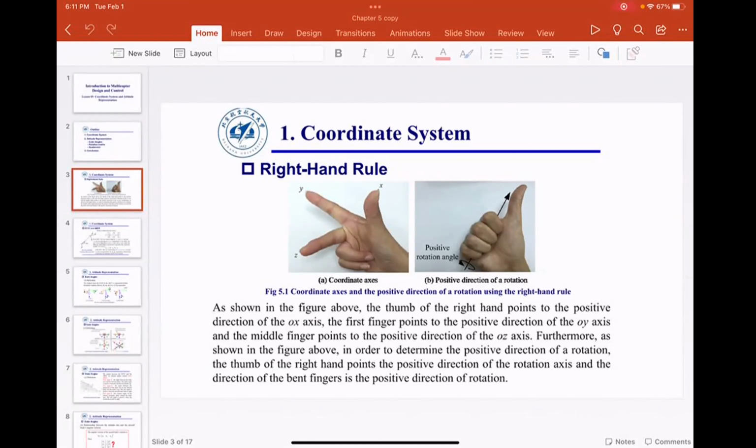North, east, down. So right hand coordinate frame, north, east, down. That is the same coordinate frame. Curl your fingers in the direction of rotation. If your right hand thumb is pointing in the same direction as the arrow of the axis, that rotation is positive.